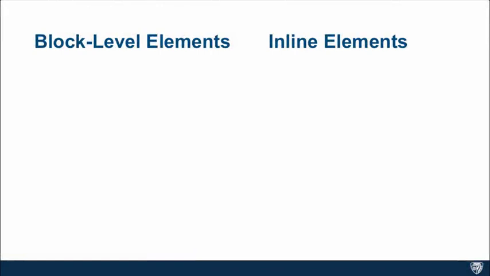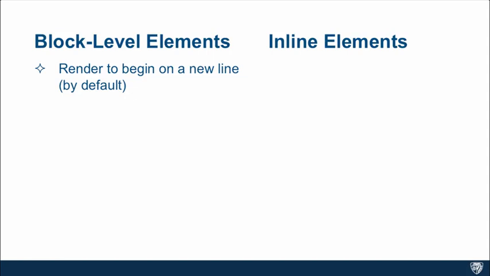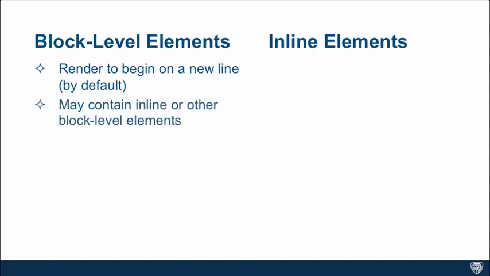So all elements fall into basically two categories under the traditional content model structure, either block level elements or inline elements. Block level elements render to begin on a new line by default. You could change that with CSS, but we're not talking about CSS yet. So every time you specify a block level element in HTML, the browser will automatically place that element on a new line in the flow of the document. Block level elements are allowed to contain inline or other block level elements within them.